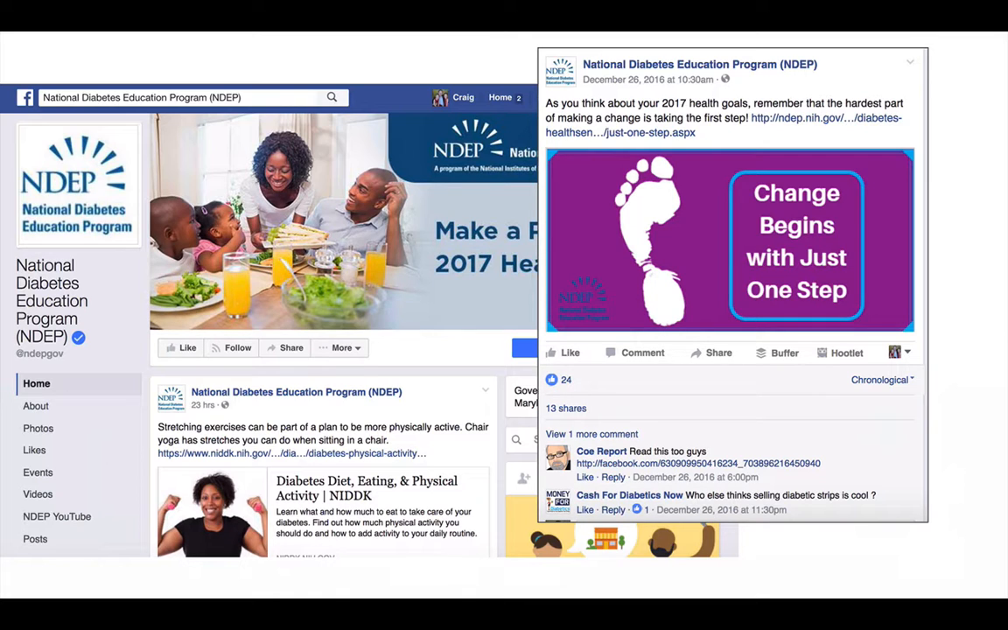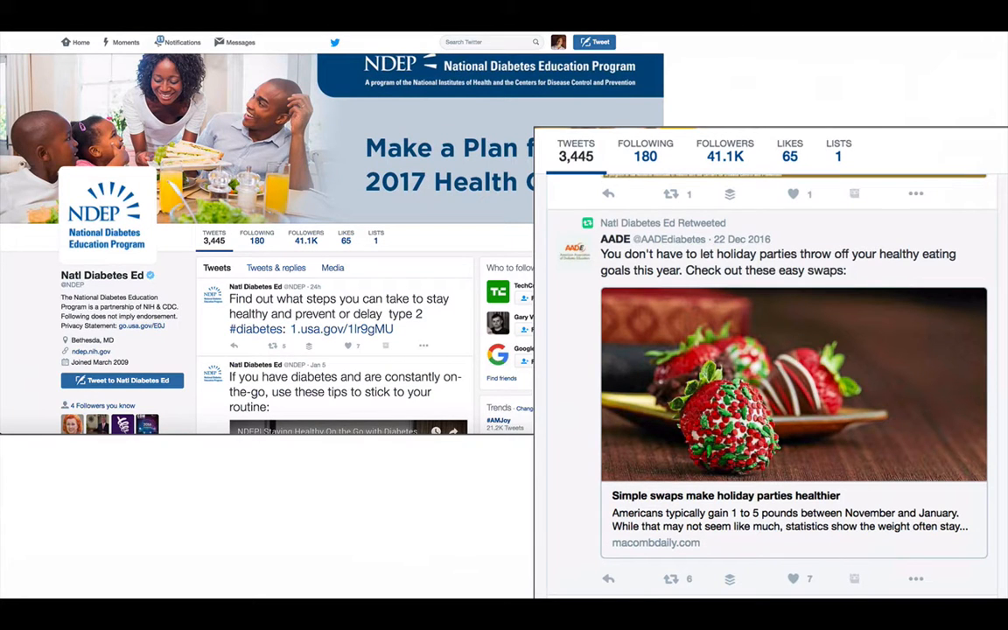Change begins with just one step, which dovetails into the next slide geared toward obesity, though there's a lot of overlap in the types of messages we want to share. Here they are on Twitter talking a little about dieting, menus and food options. Again, if we thought this was something they shared from American Diabetes educators, we could share it, and it would push into our communities and networks here within the region.